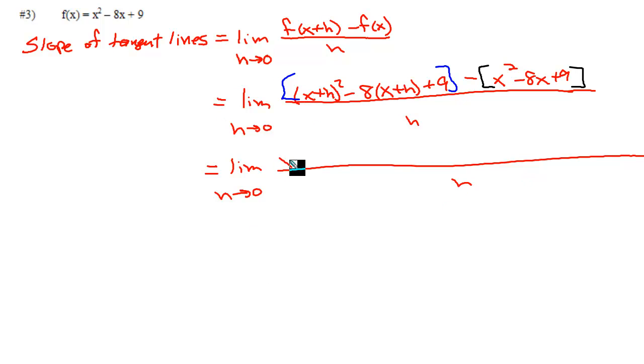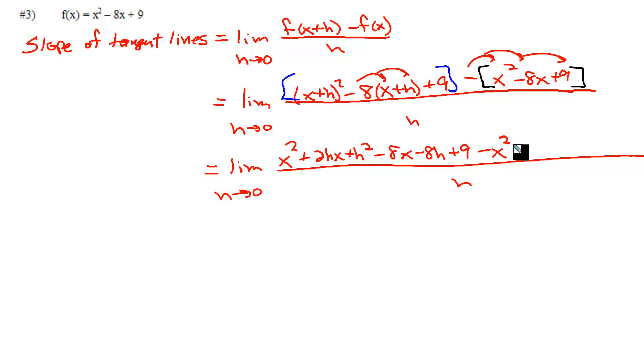X plus h quantity squared is going to be x squared plus 2hx plus h squared. Distribute the subtract 8. We get subtract 8x, subtract 8h. Don't forget to bring down the plus 9. That's often where I make my mistake. Distribute this subtract to the second set of brackets, the black set. You get minus x squared plus 8x minus 9.